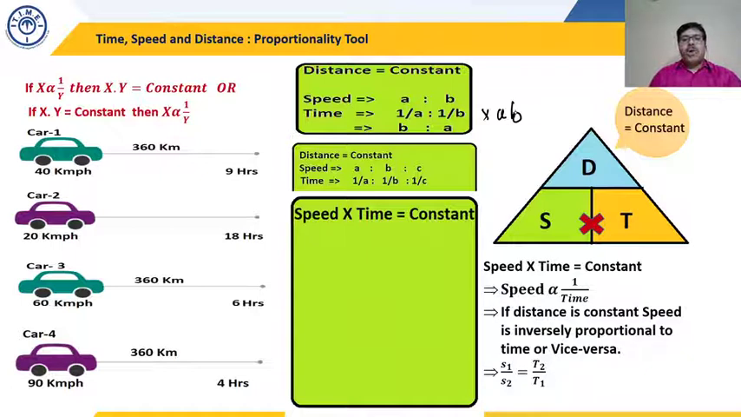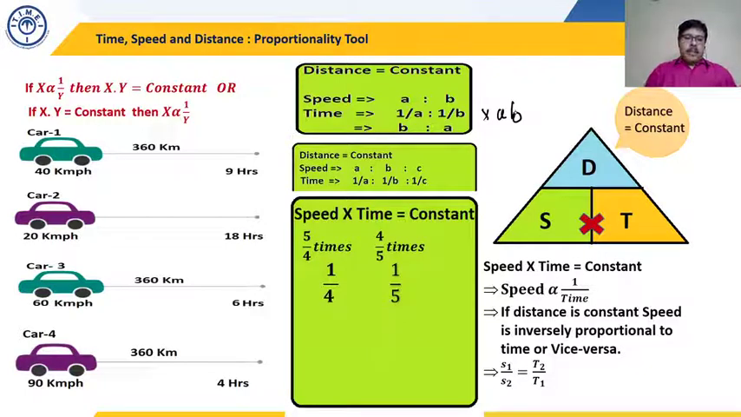Speed into time is constant. Suppose my speed becomes 5 by 4 times. Since distance is constant, if my speed becomes 5 by 4 times, can I say the time taken would be 4 by 5 times? If your speed is 5 by 4 times, then the time taken is 4 by 5. Inverse of 5 by 4 is 4 by 5 to keep the distance constant.